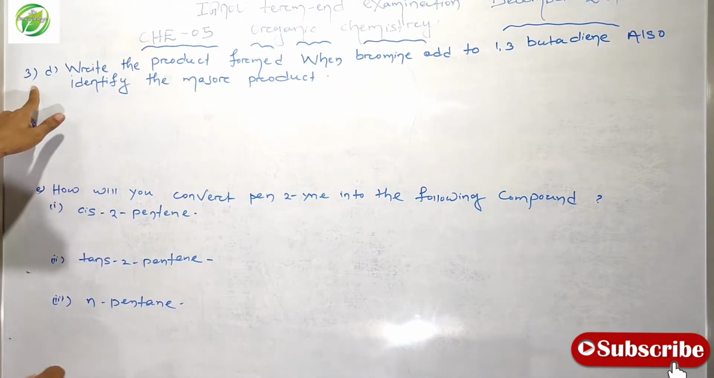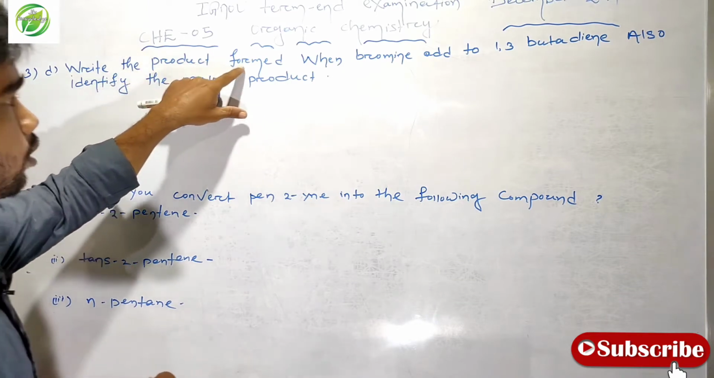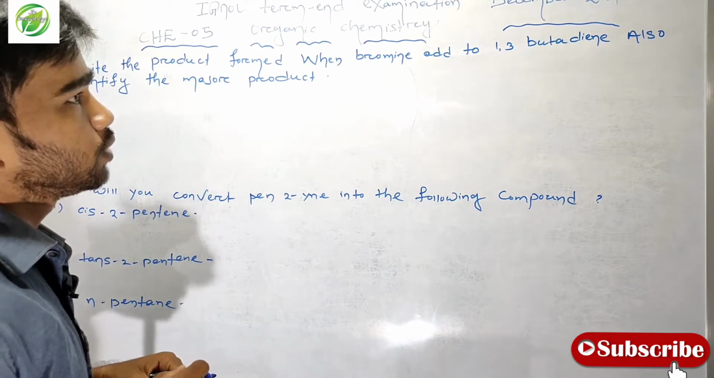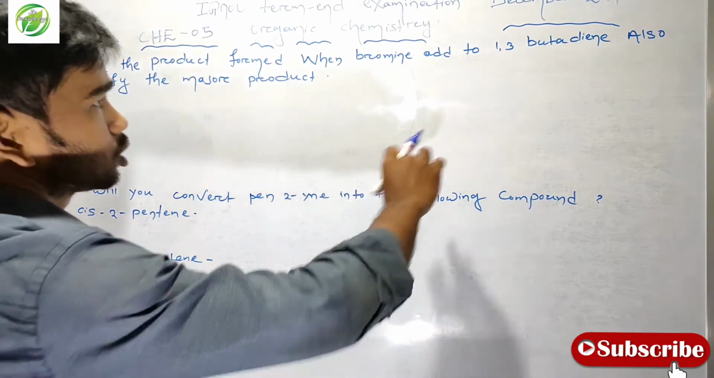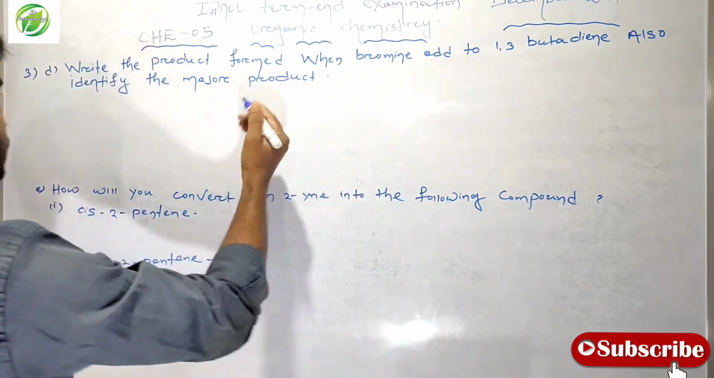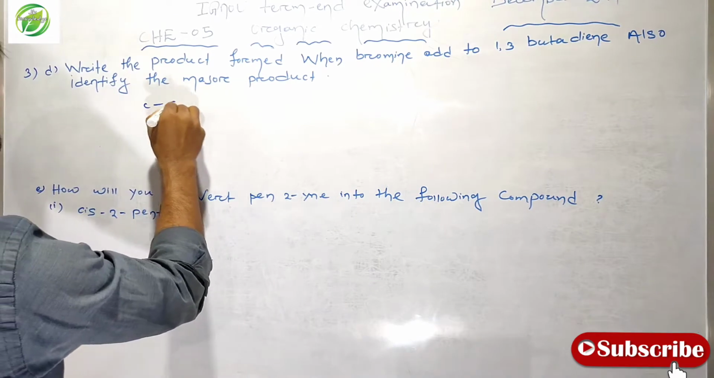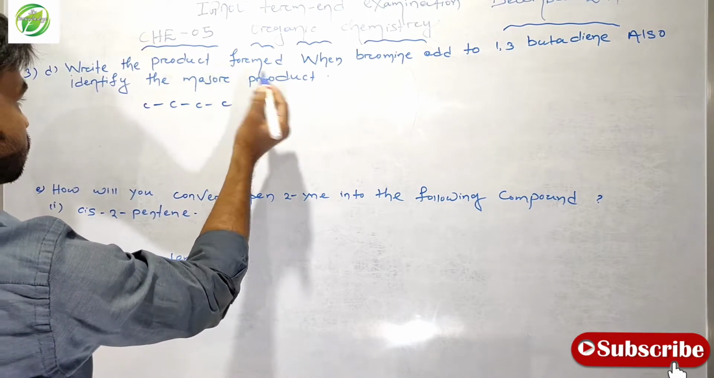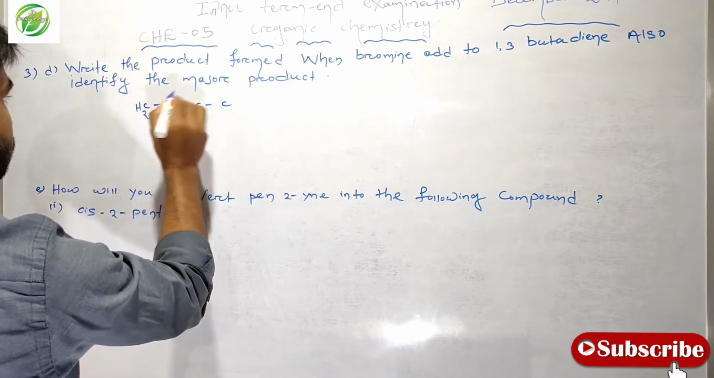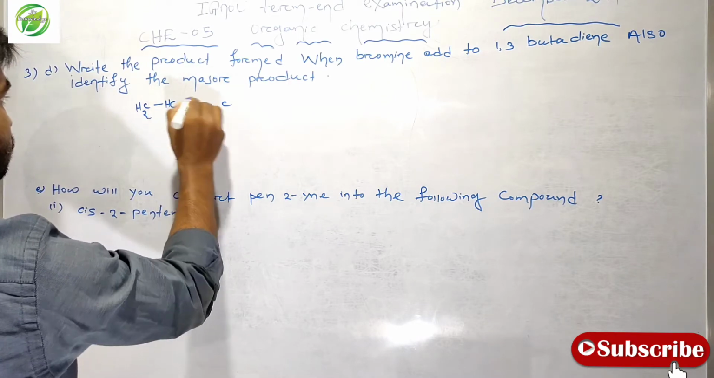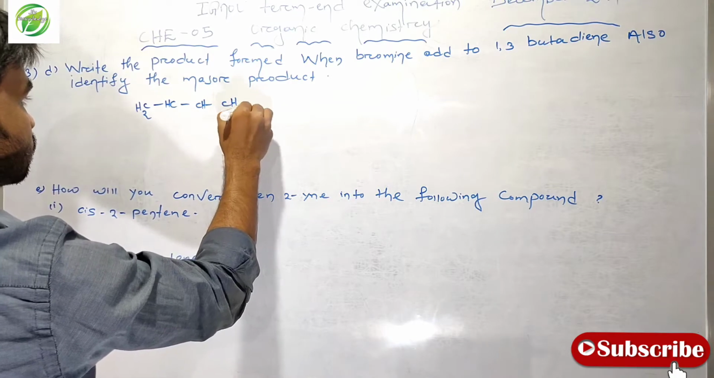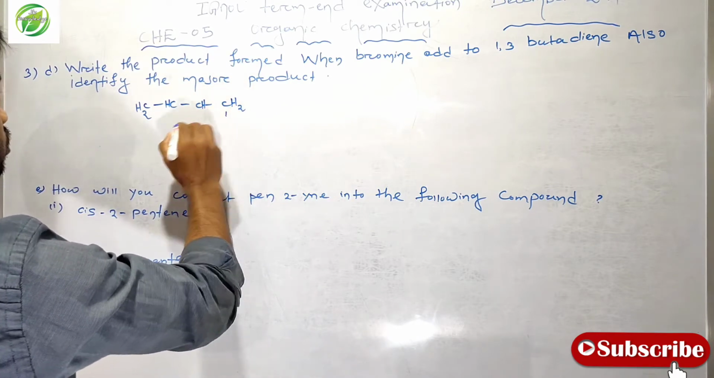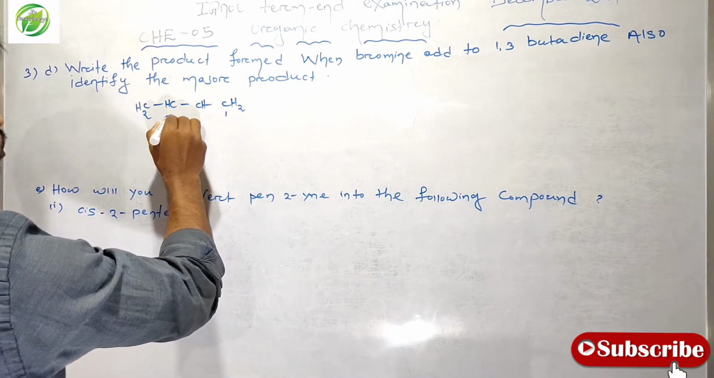Friends, this is question number D. Write the product formed when bromine reacts with 1,3-butadiene. Identify the major products. Friends, the structure of 1,3-butadiene, that is... friends, this is the first position and this is the third position.